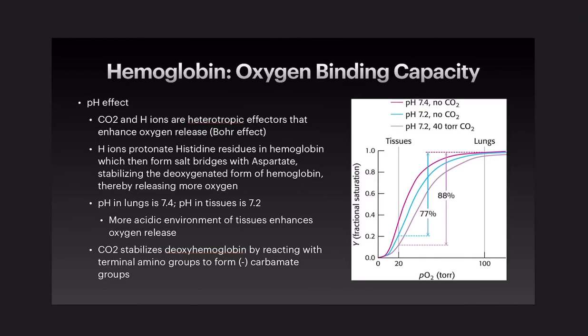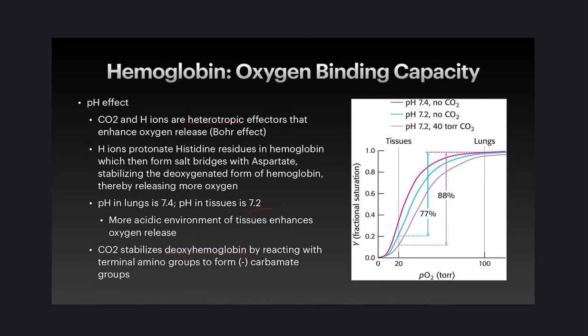The pH in the lungs is about 7.4, and the pH in tissues is about 7.2. So the tissues here, as you can see, are more acidic, and therefore are going to have more H ions to protonate histidine and form those salt bridges. And it enhances oxygen release within the tissues, which is what we want.